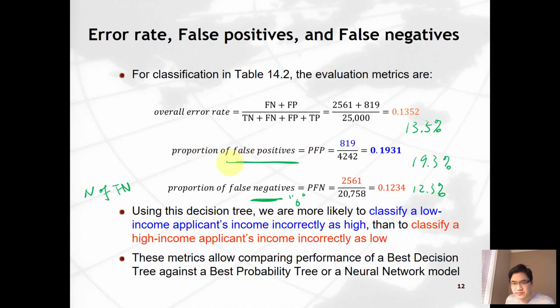What is a false positive rate? A false positive case is when a lower income earner is incorrectly classified as a high income earner, hence false positive. It's predicted to have a label of 1, whereas actually the person is a lower income earner. So this percentage is higher than the overall error rate. The model is more likely to classify a low income earner as a high income earner.